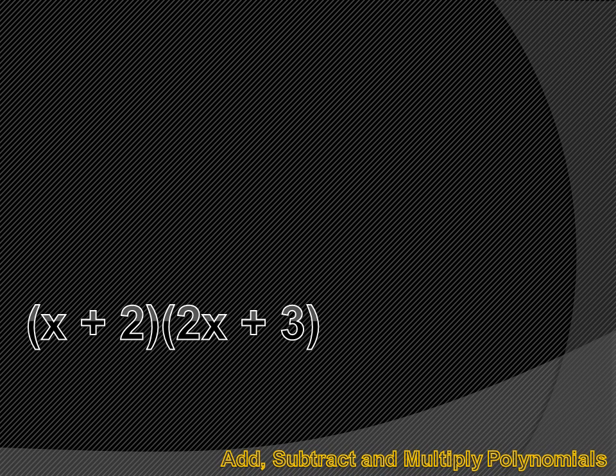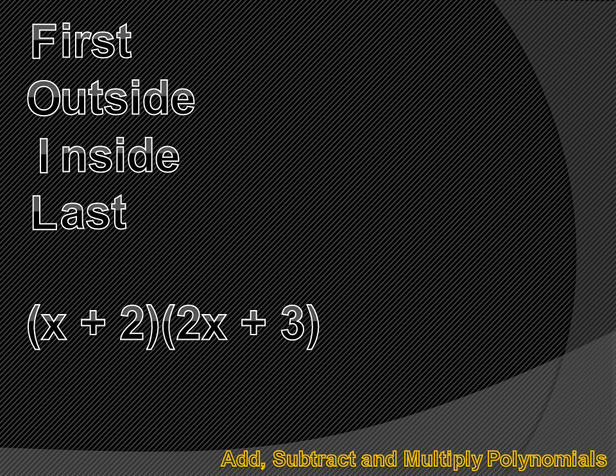Here's the same problem, and I think that the easiest way to remember how to do this is to remember that I have to distribute each of the terms in the first binomial times each of the terms in the second binomial. But here's another way to help you remember the order of the multiplication. FOIL. F-O-I-L. And that stands for first, outside, inside, and last.